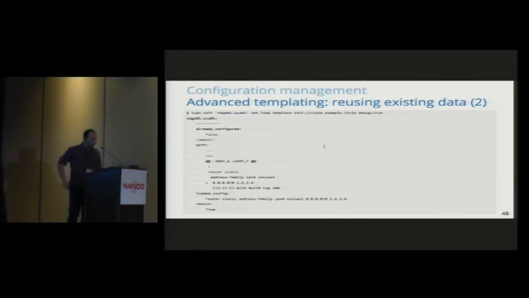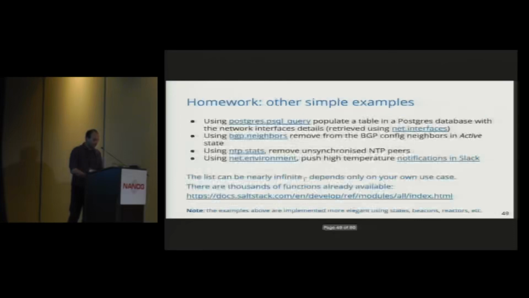On a different device like iOS XR, this one would look similar, but with a different config diff. Now, who wants to play a bit with this re-importing of data back in the system? You can use this advanced templating feature for many other things. You only need to write like 10 lines, and you can export your details from the interfaces in a Postgres database. You can use the bgp.neighbors to remove the BGP config from your BGP configuration neighbors in active state.